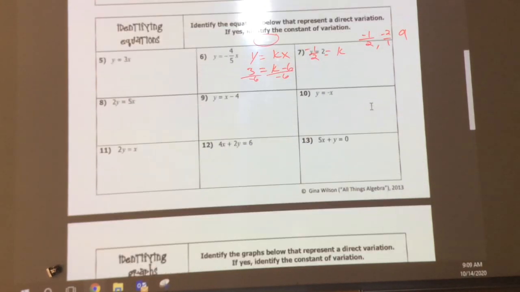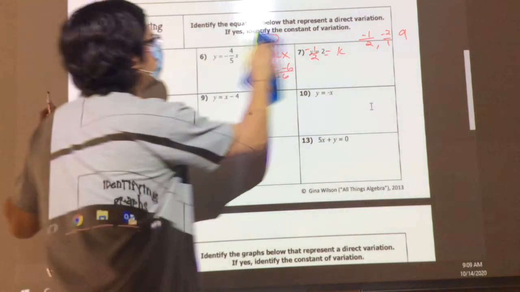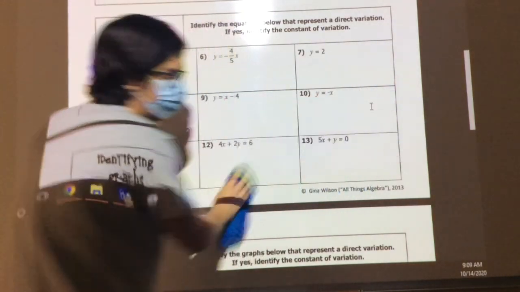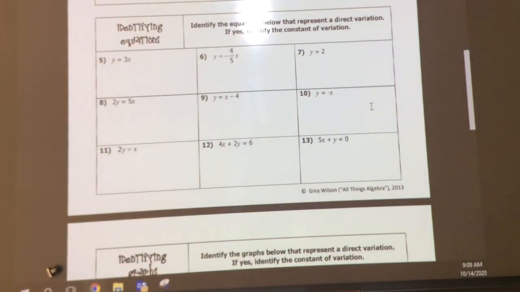Okay. For 5 through 13, it says identify the equation below that represents a direct variation. If yes, identify the constant of variation. Now, stay with me on this section. Let me check my time on video real quick. 11:21. I'm going to stop it.